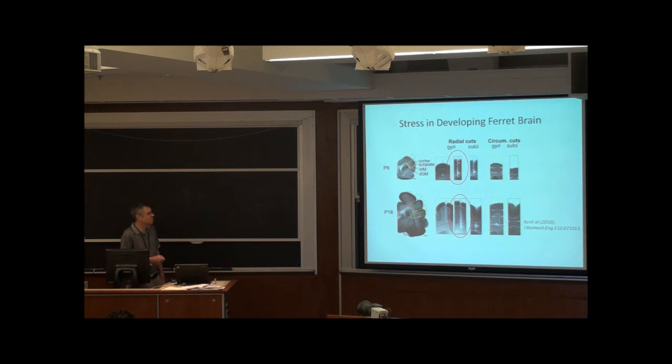If we focus in here, this is a gyrus, which is an outward fold. The sulcus is an inward fold. We make a cut in the radial direction across the gyrus, and we see that it opens up on the outside and down here in the white matter, but the gray matter in between stays relatively closed. And the same in a later case. There's some opening down here after it's folded, but it mostly stays closed.